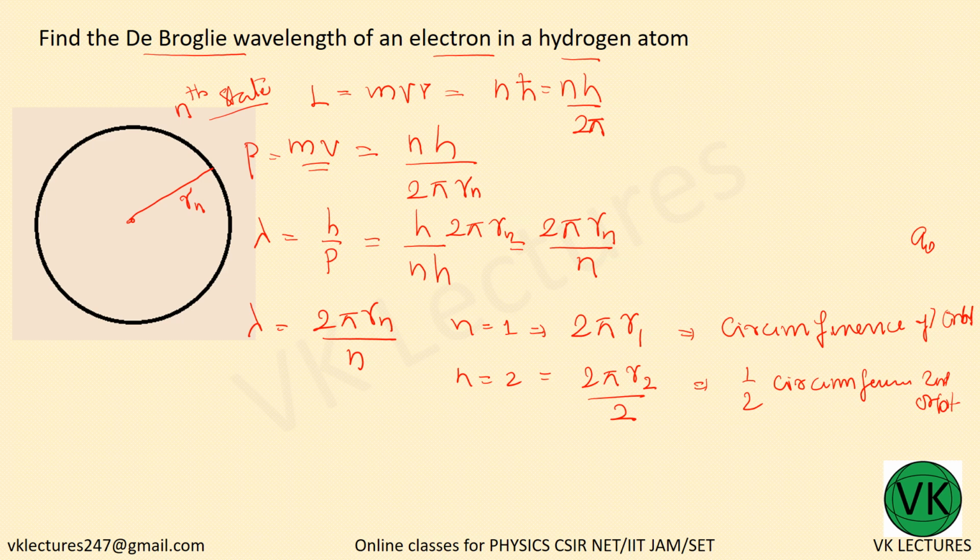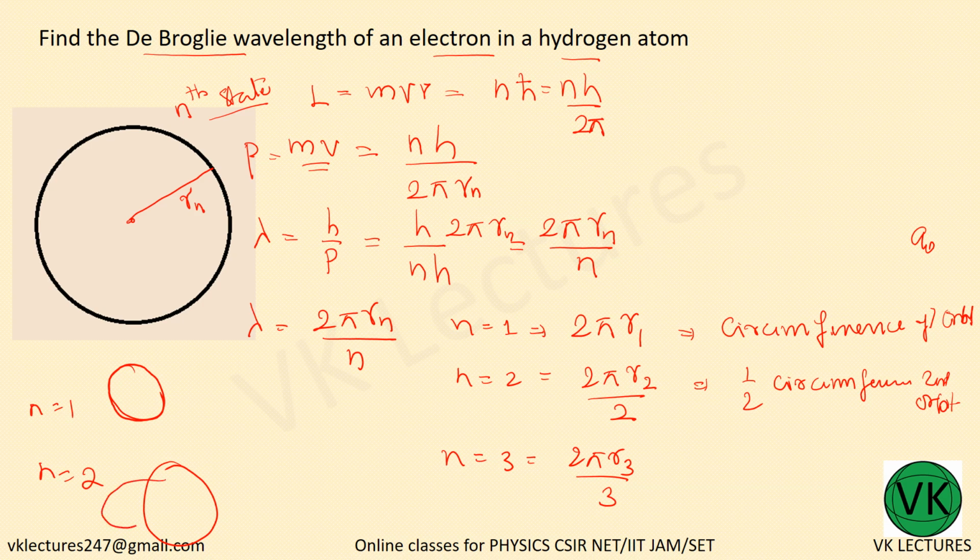So when n equal to 3, 2 pi r3 divided by 3. So this is how it goes, and that is the de Broglie wavelength of the electron in that hydrogen atom. So for n equal to 1, I think we have already seen how the wave will be like this. For n equal to 2, this will be the shape of the wave. For n equal to 3, this much.